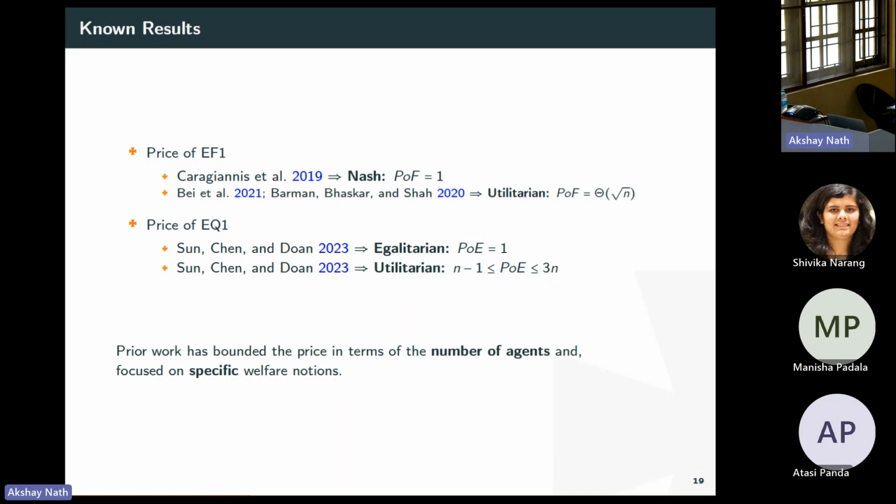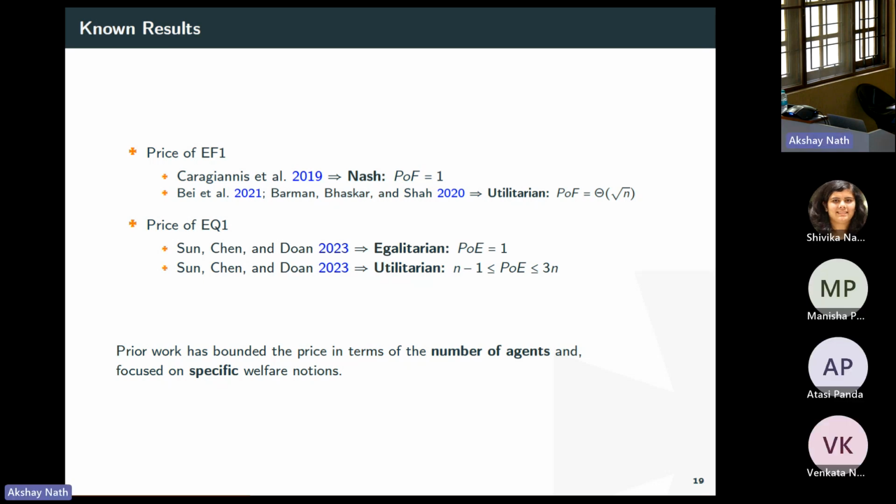People have looked at envy-freeness, and Caragiannis and others have shown that an allocation that maximizes Nash welfare, which is the product of the individual agent utilities, is also EF1. So this seems to be saying that when you achieve EF1, you don't compromise on Nash. You can find an allocation which satisfies both properties. So that's a good case where the price of EF1 with respect to Nash is 1. Bei et al. established that for utilitarian welfare, the sum of the utilities, this price is lower bounded by root n and upper bounded by n. And this gap was closed by Barman and others, showing that the rate is tight. The upper bound is also root n.